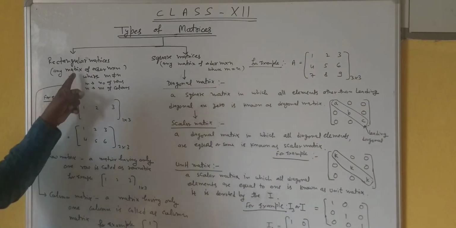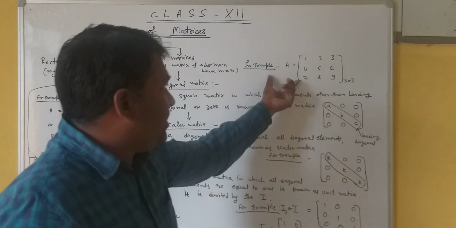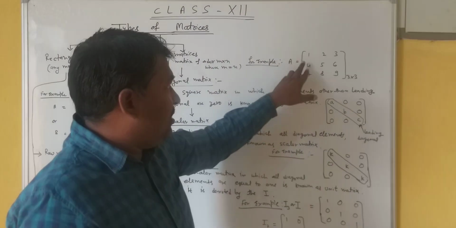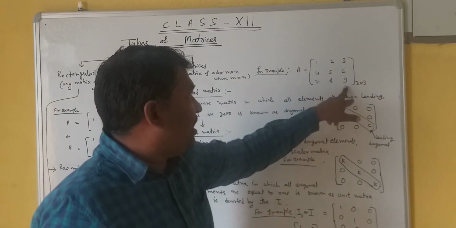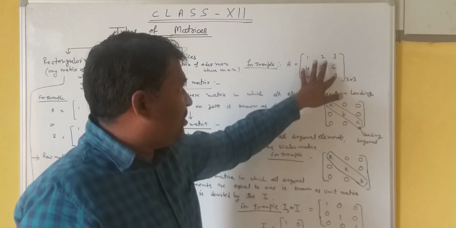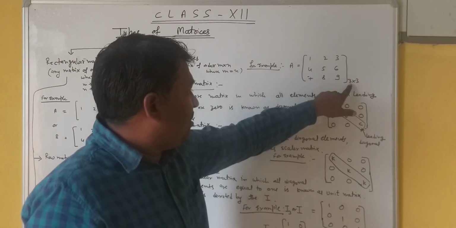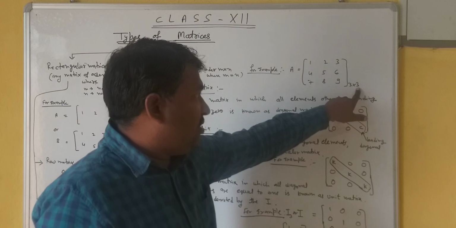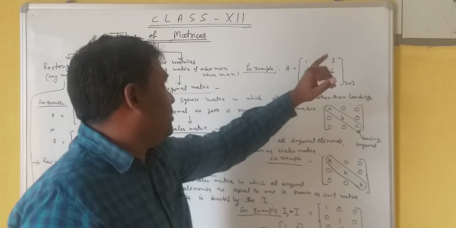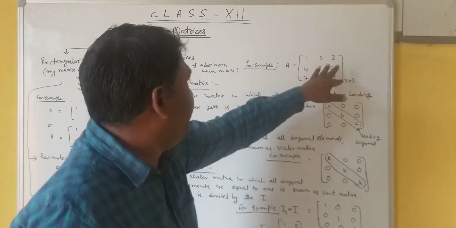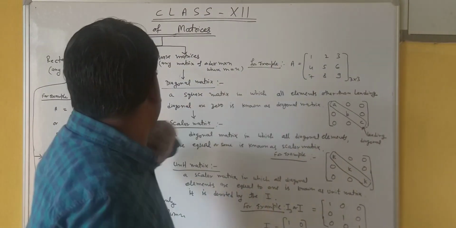Here in a square matrix, it is quite obvious. If there is a matrix A whose elements are 1, 2, 3, 4, 5, 6, 7, 8, 9, it has 3 rows and 3 columns, so its order is 3 by 3. The number of rows is equal to the number of columns, so it is an example of a square matrix.